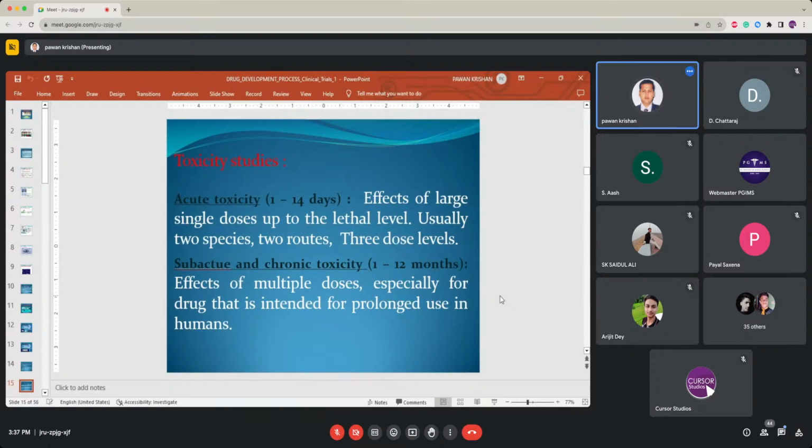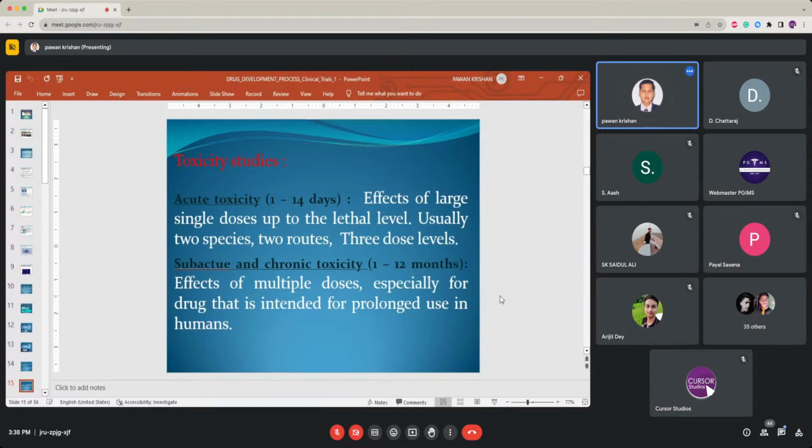Two species of animals, and in each species you have to use two routes. One is the intended route of administration, which is to be given in humans, maybe oral, parenteral, or whatever it is, and one more route. And you have to study three dose levels, low, intermediate, and high, for every route and species. And you have to monitor for 14 days for various parameters, which include behavioral, physiological, biochemical, and hematological parameters.